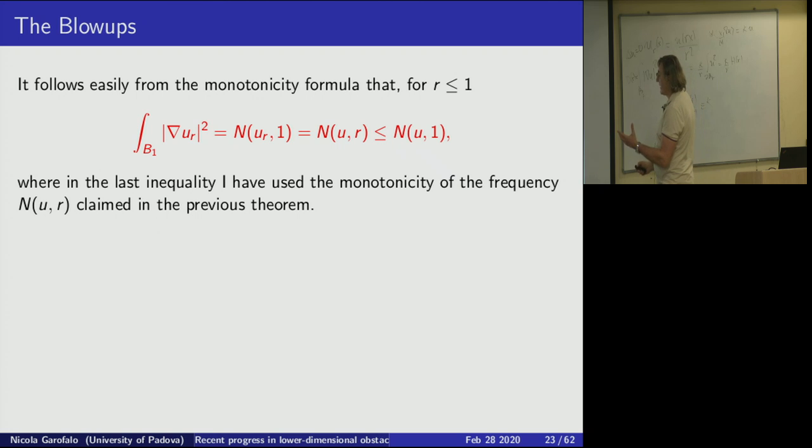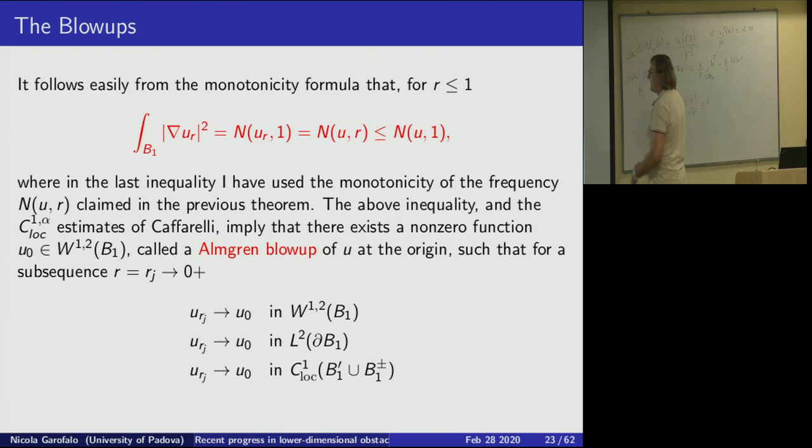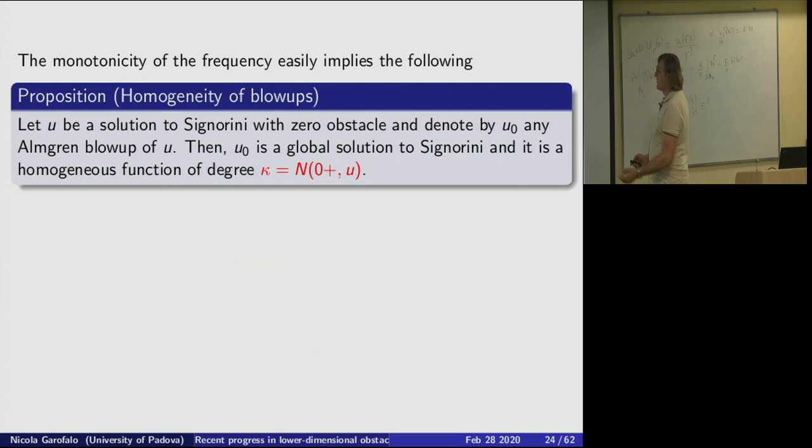Now look what has happened. I have R that is varying here, and I have got an equicontrol of the energies of these functions U_R, because this quantity does not depend on R anymore. All right, so now I can use a compactness argument, based on the Caffarelli C^{1,alpha} estimate, to show that these Almgren blow-ups must converge as R goes to zero. They converge to a global solution of the Signorini problem with zero obstacle, okay?